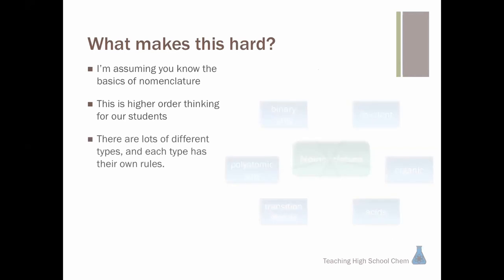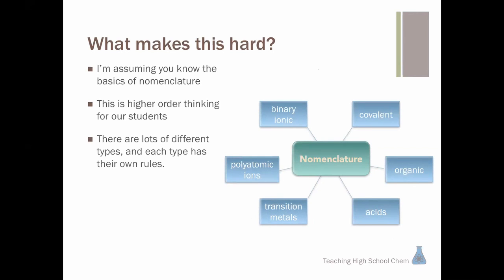And the other thing that just makes this difficult is, there are so many different types of nomenclature, and each type has its own rules. That covalence, everything ends in IDE, but we use prefixes. Then we have metals and nonmetals, no prefixes. Then we add in polyatomic ions, and we got ates and ites and per-ates and hypoites, and we got all sorts of variations here in polyatomic ions.